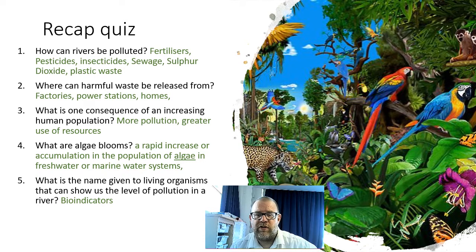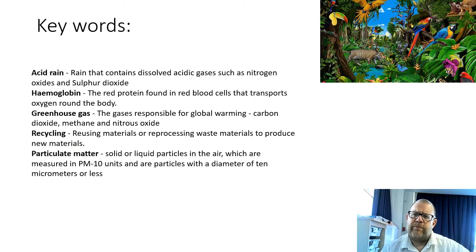What is the name given to living organisms that can show us the level of pollution in a river? Bioindicators. We'll look again at that today, but a different type of bioindicator. Now, with this, there's quite a few key words with this bit that I just again want you to put into your glossary. These are important. These are going to come up as we go through this PowerPoint.